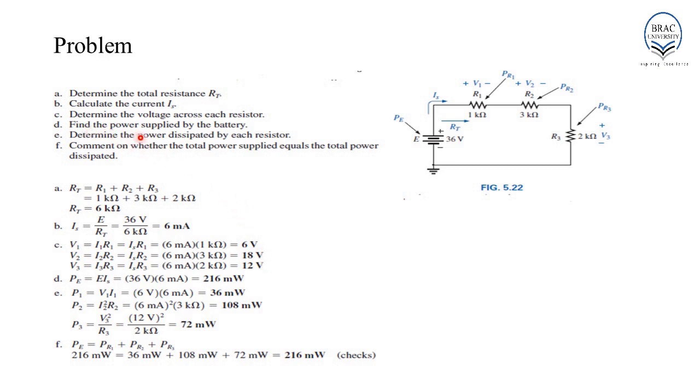Next, we have to find the power supplied by the battery. Well, we know the voltage across the battery, which is 36 volts, and we know the current flowing through the battery, which is 6 milliampere. Therefore, we can calculate the power using the formula E times I, which in this case is 216 milliwatt.